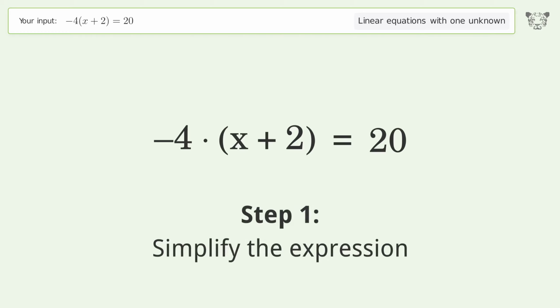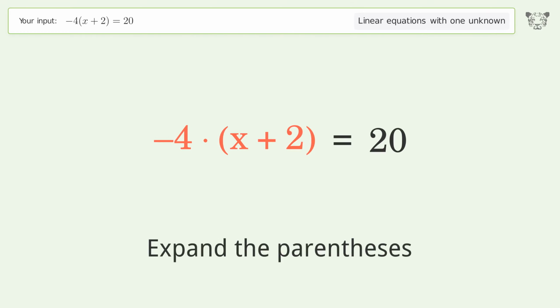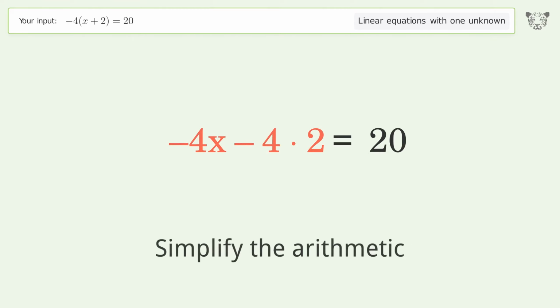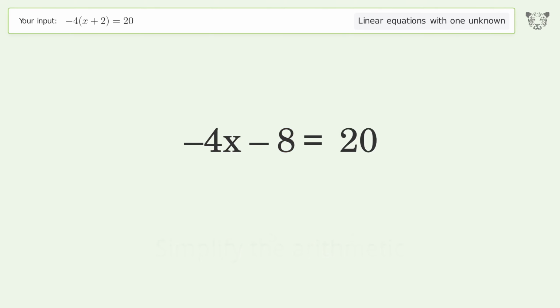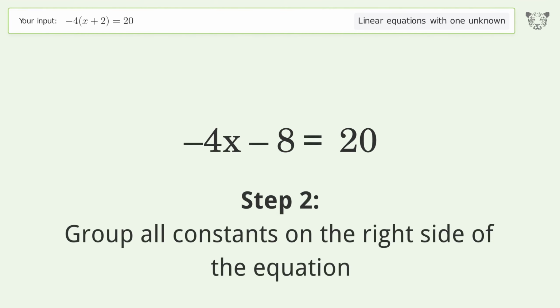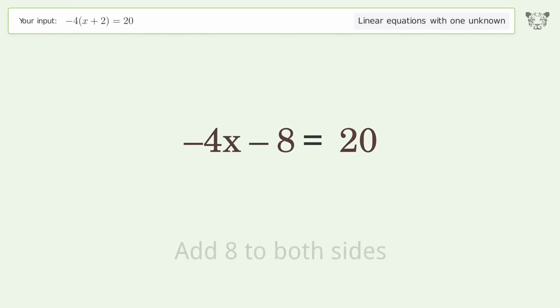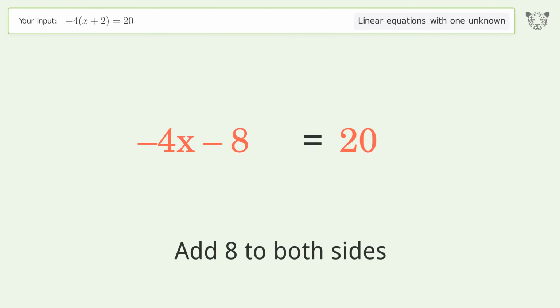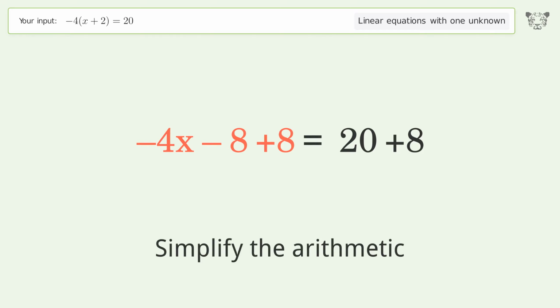Simplify the expression. Expand the parentheses. Simplify the arithmetic. Group all constants on the right side of the equation. Add 8 to both sides. Simplify the arithmetic.